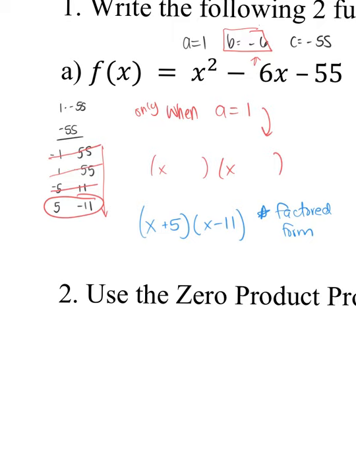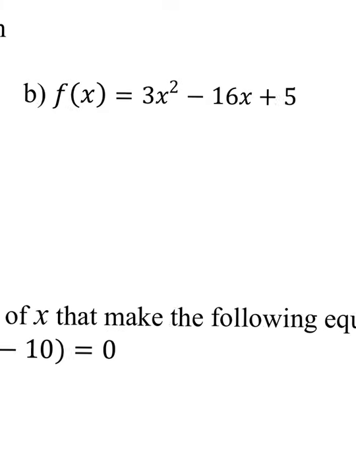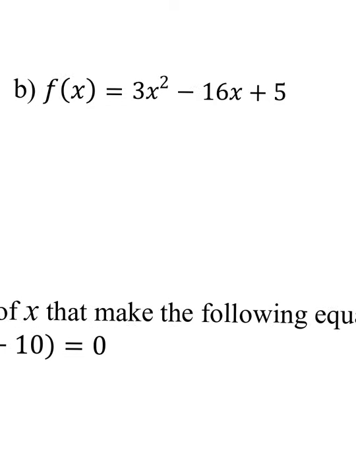Now in the next one, A is not going to be equal to 1, so we have to follow a few different steps. Okay? So if you have any questions on this type of question, let me know. Okay? All right, then we're going to move on to B. Now, we're going to follow the first few same steps. The steps don't change until a little later on. Okay? So in this case, we need to label A, B, and C. So in this case, A is 3, B is -16, and C is 5.